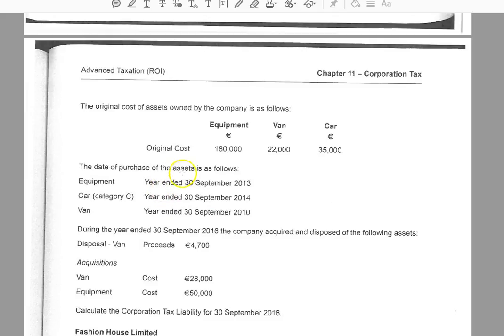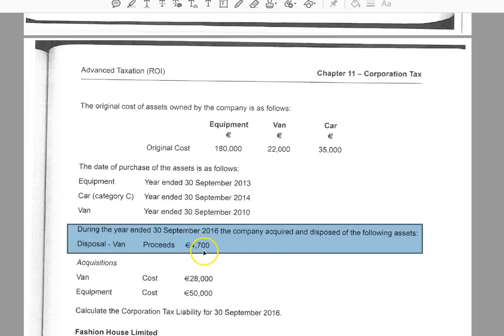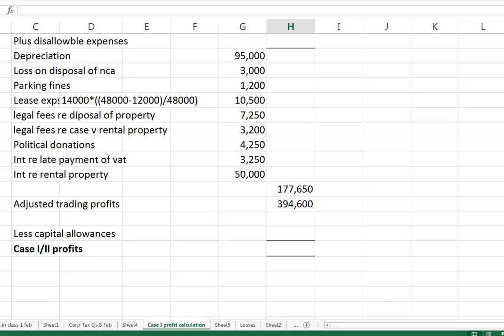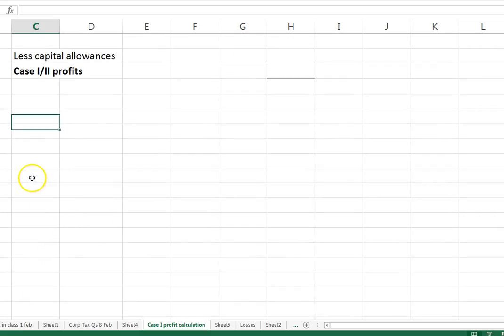And we purchased some, whatever the purchase year. And during the year we disposed of a van and we acquired these. So you nearly always do the disposal first, just in case there's a balancing charge that you can use to reduce the cost of a replacement item. So if we look at this van disposal, if we find out there's a balancing charge, we can reduce the qualifying cost of the new replacement van. So that's why we do it first. So van proceeds 4,700. So I'm going to do a working for that.